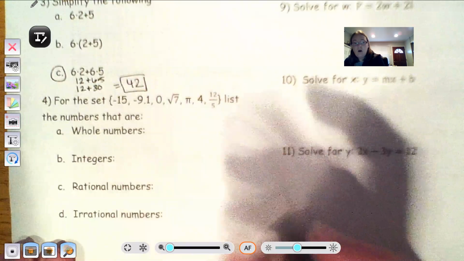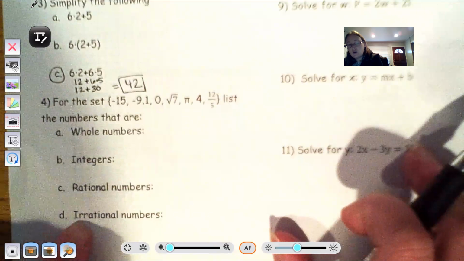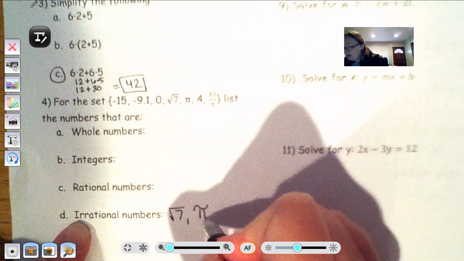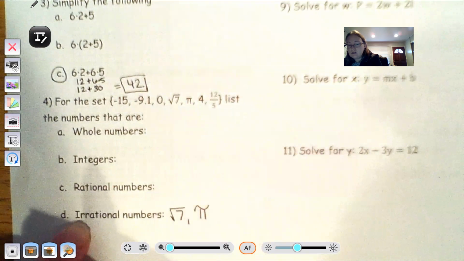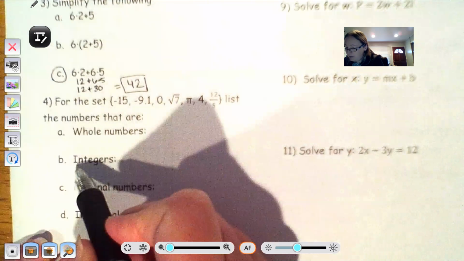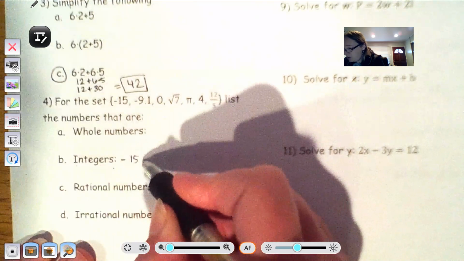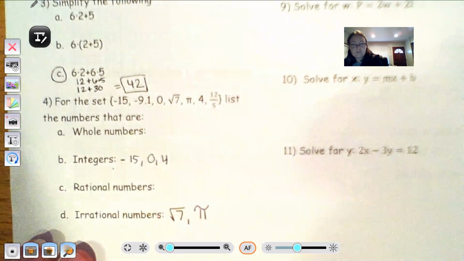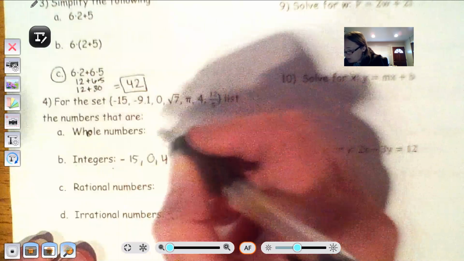When it comes to rational and irrational, they're opposites. So if you just remember any square root that isn't a perfect square or anything involving pi would be irrational, then everything else would be rational. And then integers are the ones that would be on a number line. So they're positive and negative, but there are no decimals or fractions. And then whole starts at 0 and are just the whole numbers after that.